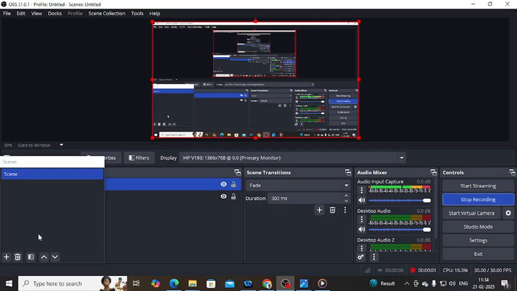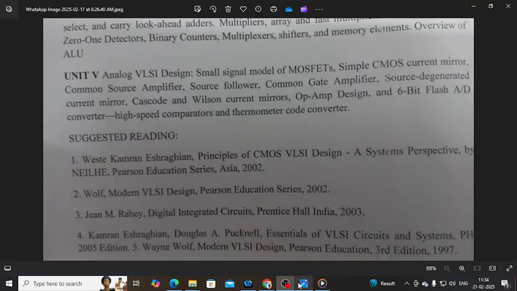Very good morning, students. This is Dr. Rahim, who is going to teach you Analog Mixed Signal for MA VLSI Design, unit number 5. This is our syllabus, which starts with analog VLSI design, small signal model of MOSFET, and simple CMOS current mirrors, common source amplifier.